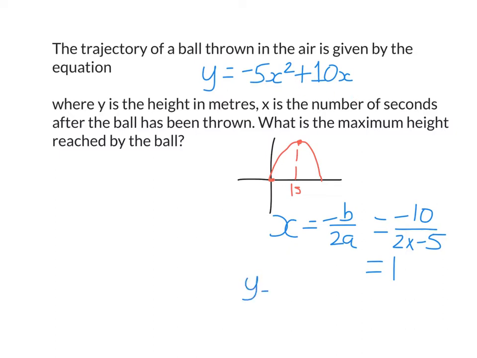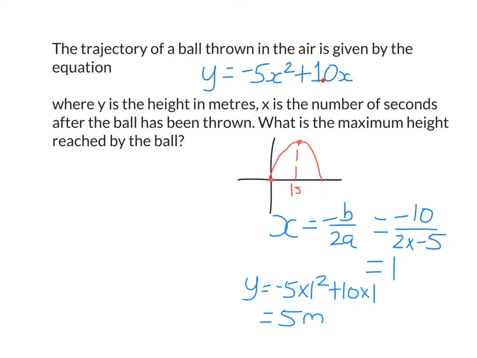So y would be minus 5 times 1 squared plus 10 times 1 equals 5. 5 meters is the maximum height of the ball. It turns out that when we have equations like this, this number here is acceleration due to gravity. It actually should be about minus 4.9, but I just used minus 5 here for simplicity of numbers. So this number here represents acceleration due to gravity.